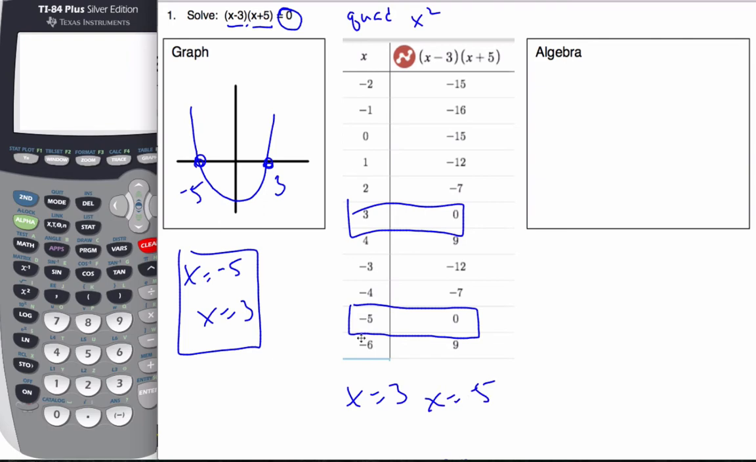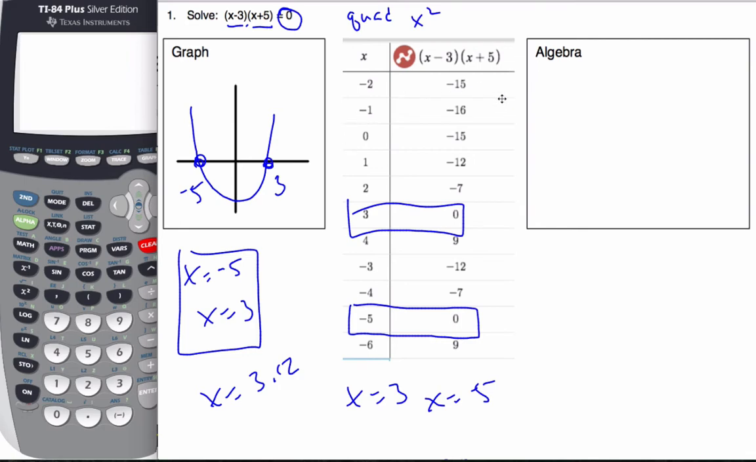Now, when doing the table, if the answers for x are nice numbers, the table can work quite nicely for us. And if x is -2, it produces the point -15 and so on. But imagine the answer was x equal to 3.12, I would have a really hard time finding it with a table, but it can be helpful at times.